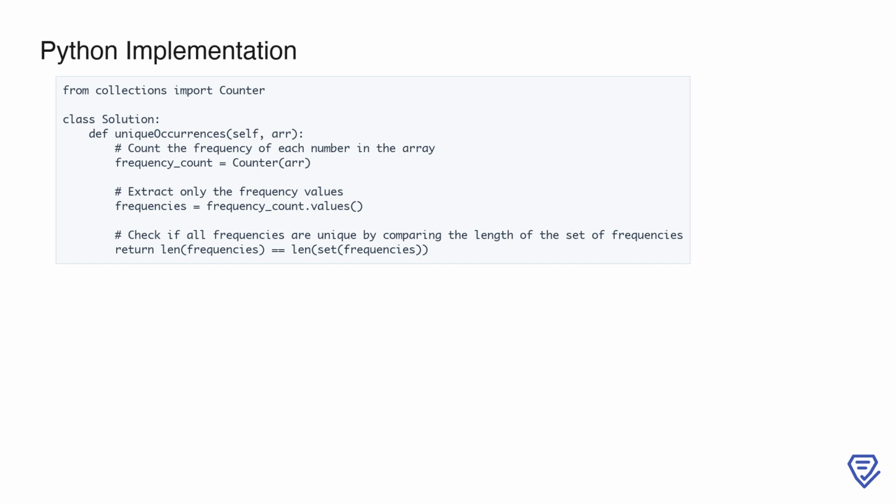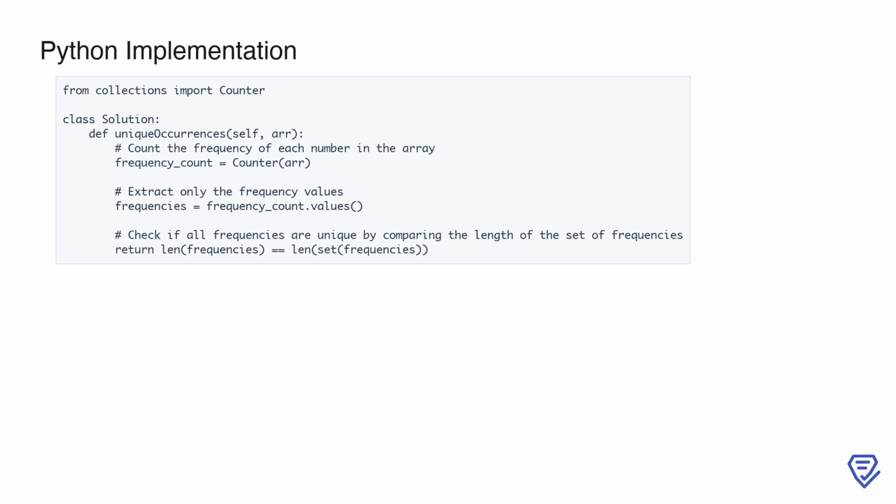To determine whether all frequencies are unique, we convert these frequency values into a set. Since sets automatically eliminate duplicate elements, the length of the set will represent the number of unique frequencies. We then compare this length to the length of the original list of frequencies. If they are equal, it means all frequencies are unique; otherwise, some frequencies are repeated. Finally, the function returns true if all frequencies are unique and false otherwise.